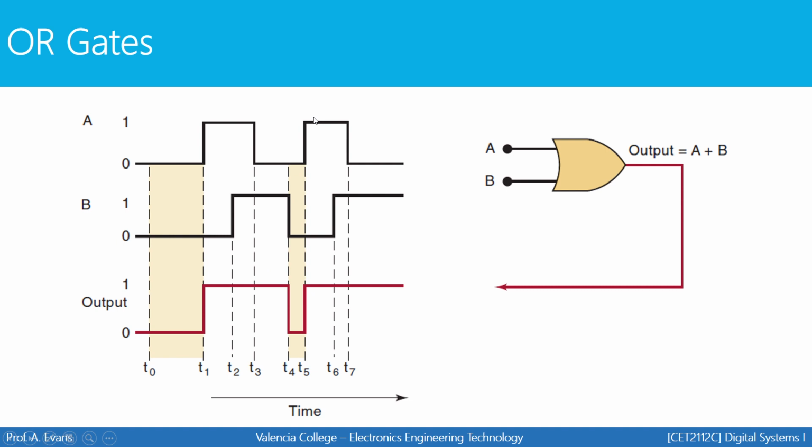And then once again, the pattern repeats right here, where A is high while B is low. A and B are both high. And then A is low while B is high. So you're basically looking at the inputs and determining what the output should be based on those inputs. And in this case, this is what your output would look like based on these inputs if they were going into an OR gate.